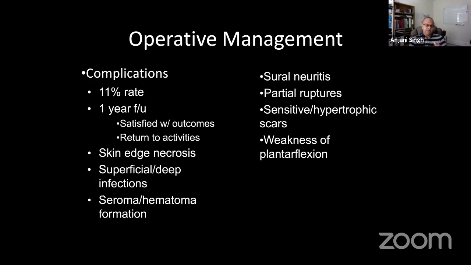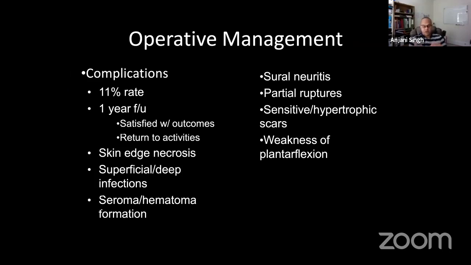Non-insertional, it's difficult to quantify because the patients do get better, but part of the disease pathology is still there in the tendon. And unless you do a whole en masse resection of the tendon, you would still have some symptoms ongoing. Again, risk of skin problems, superficial and deep infection.